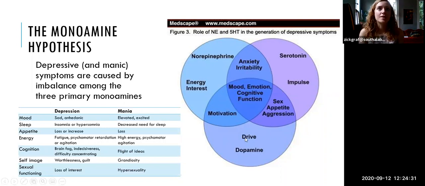We'll talk about it more when we talk about substance use and binge eating disorders, because dopamine is involved in motivation. So dopamine is the neurotransmitter that underlies our experience of reward when we do something that's naturally rewarding, like eating food or having sex, or when we take a drug that is sort of artificially rewarding, like alcohol. So the monoamine system regulates every function that's altered in both depression and mania.